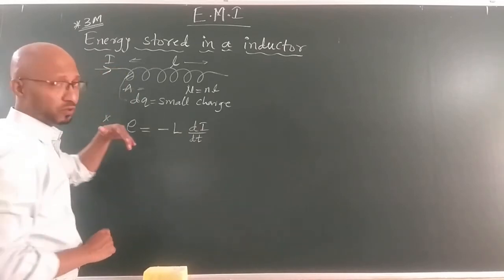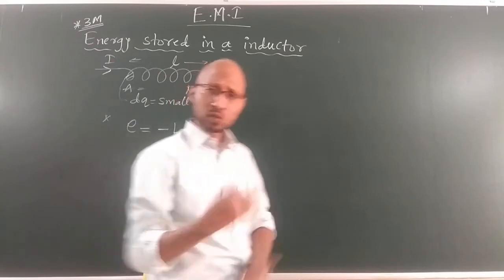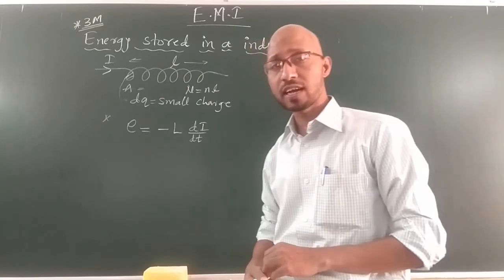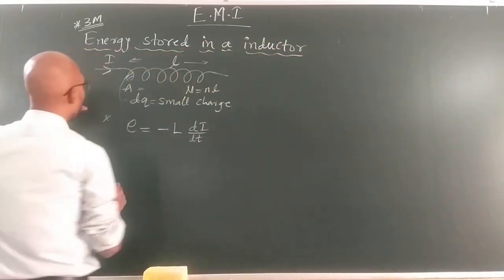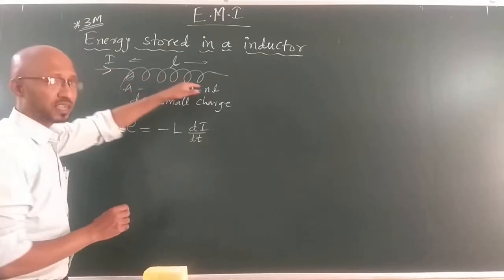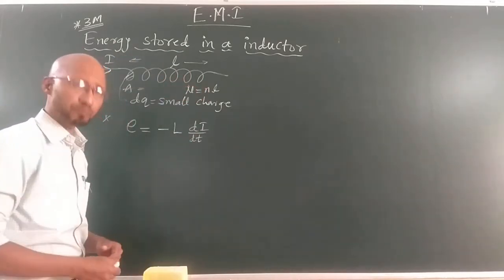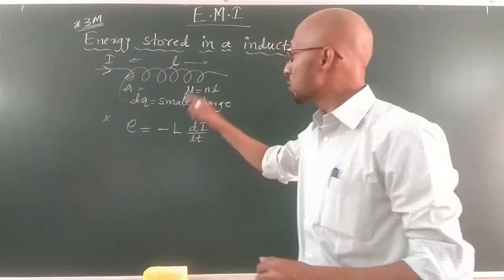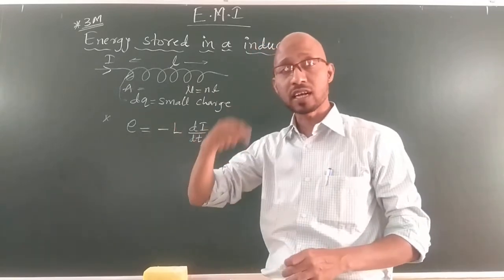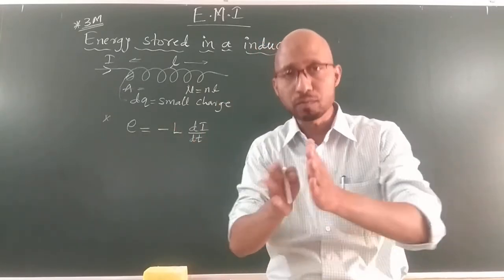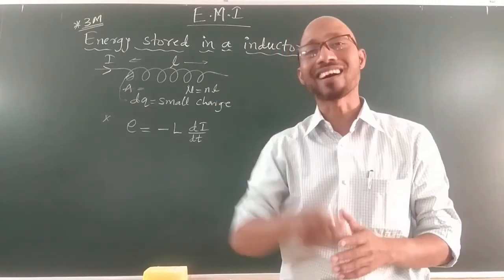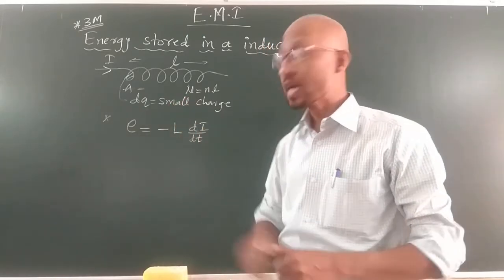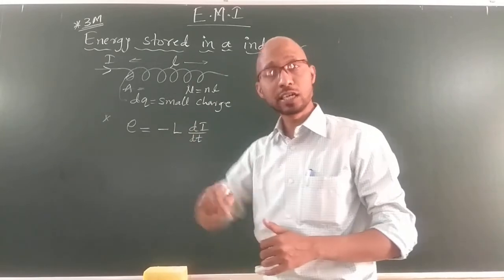Now what happens when current flows through an inductor? There will be an induced EMF. This induced EMF tries to oppose the applied current. Now if I want to push the charge through a conductor, I have to apply an external potential to overcome whatever opposition the inductor offers, and then I will push my charge through the inductor. That's why the external potential applied has to be opposite to that induced EMF.